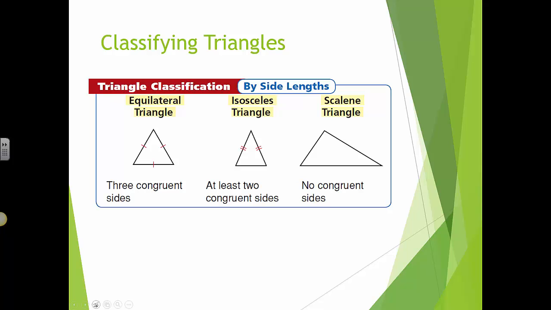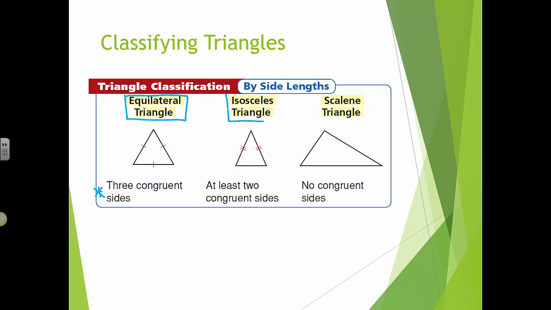Now you can also classify a triangle by its side lengths. So here are the 3 ways that you can classify a triangle by its side lengths. First would be equilateral. Again, remember I just told you in that previous slide that lateral means sides? That means equal sides. 3 congruent sides would make for an equilateral triangle.